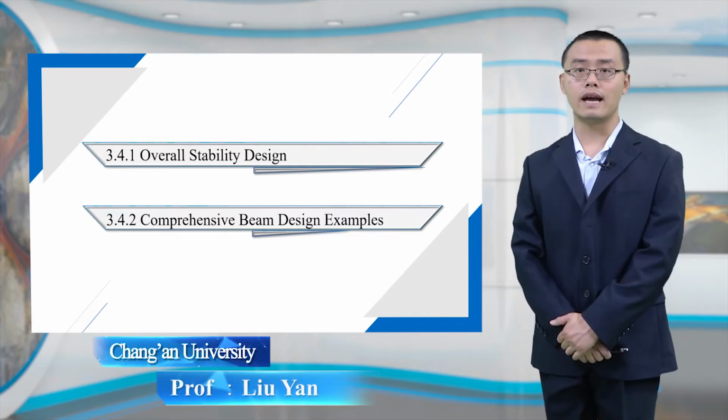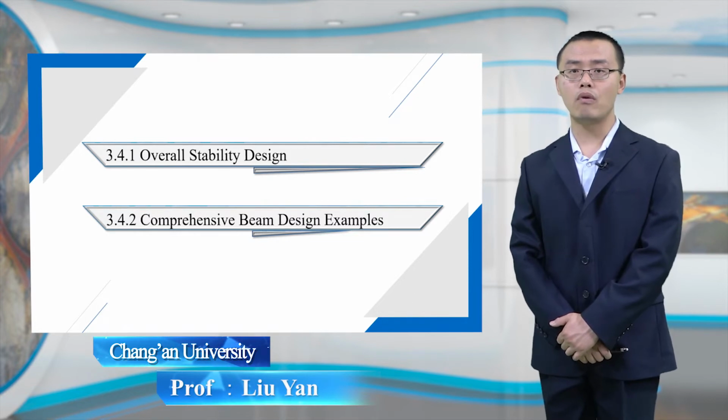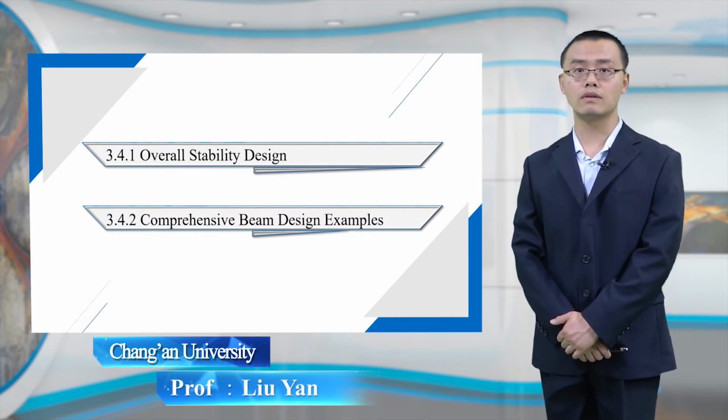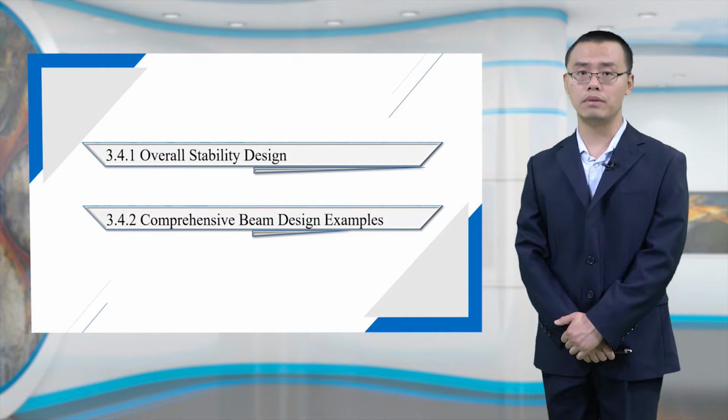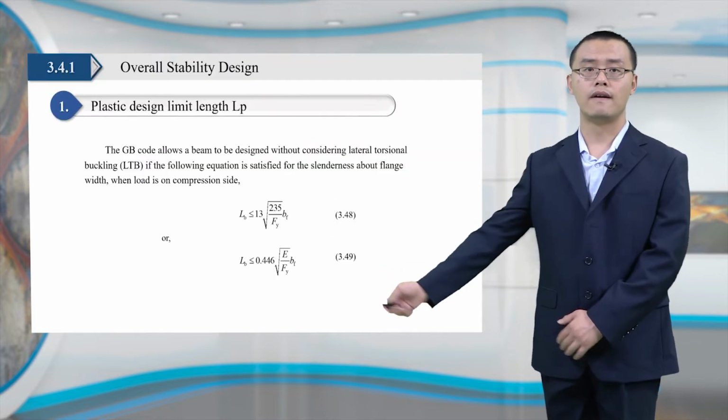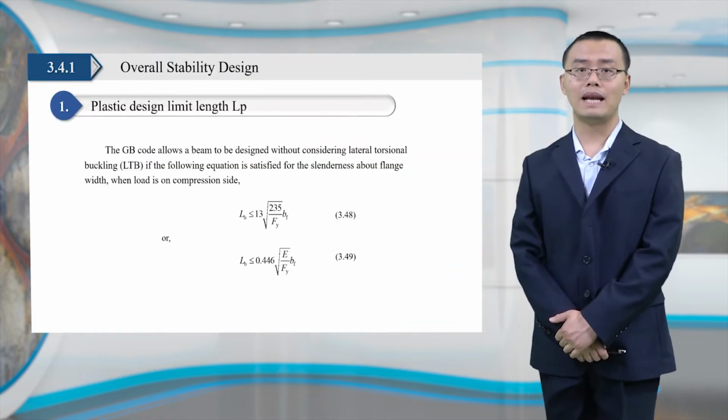Now here is the content of this chapter: 3.4.1, Overall Stability Design, and 3.4.2, Comprehensive Beam Design Example. First, let's see Plastic Design Limit Length LP.